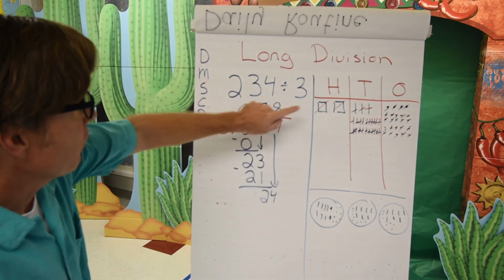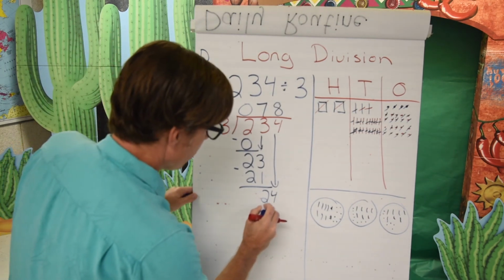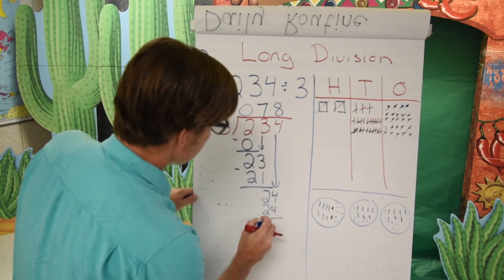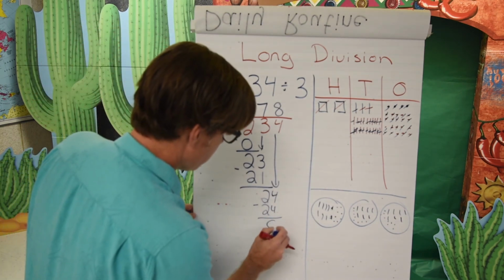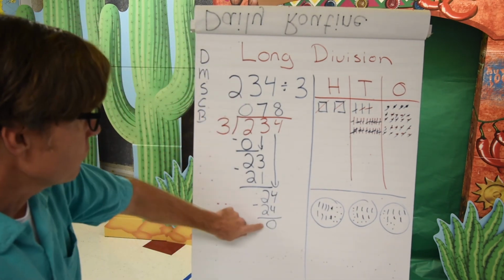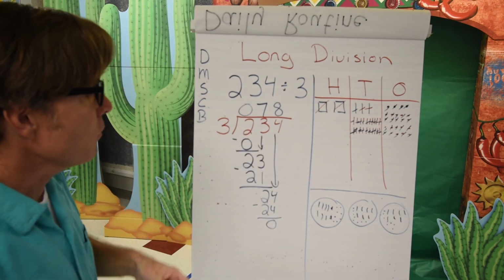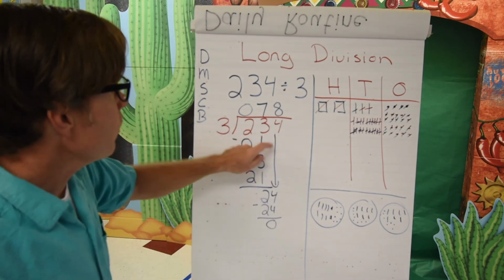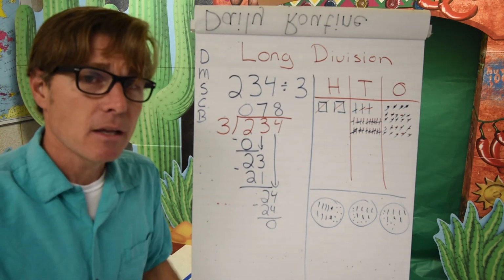So I'm going to put my 8 1s here. Come back over here. I just did my division. Multiplication, 8 times 3 is 24. Subtraction, 24 minus 24 is going to be 0. Check. 0 is less than 3. There's nothing left to bring down because we have equally distributed that 234 among 3 groups without anything left over.